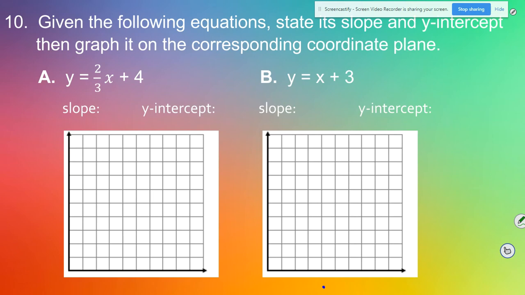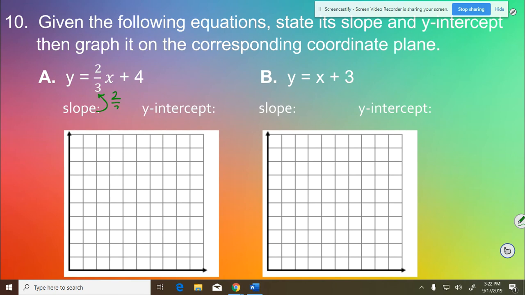So looking at number 10, we can now graph a line without needing a table. Given the following equation, state its slope and y-intercept, then graph it on the corresponding coordinate plane. So for the first one, A, we have the slope is this number right here, our 2 over 3. And our y-intercept is this number right here, so it's 4.